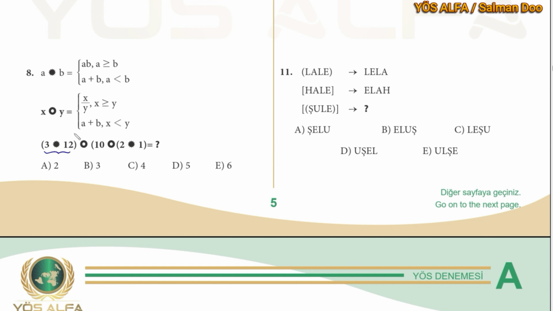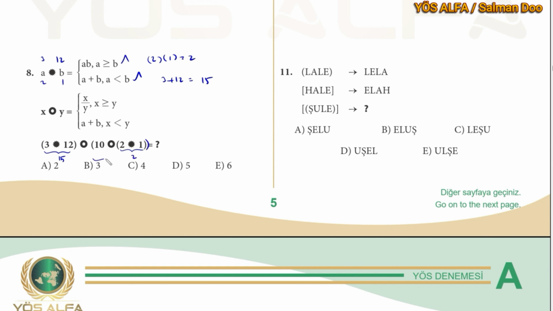The 2 operations are given, and we're asked to find this. Let's start with the star operation, 3 and 12. Since B is larger than A, we use the second one. 3 plus 12 is equal to 15. So this one is 15. And 2 star 1. A is larger than B. We use the first one. So AB. 2 times 1 is 2. So we're done with the star operations.